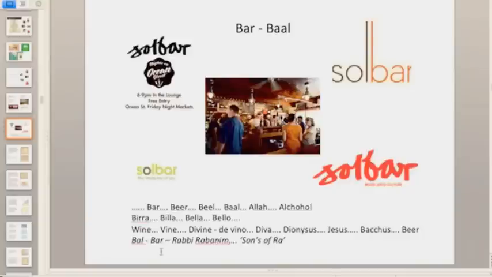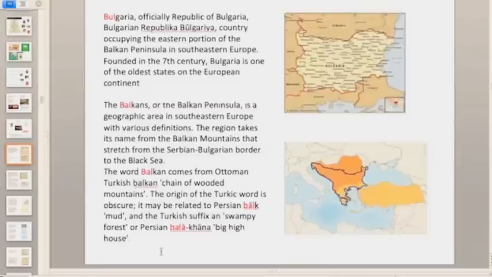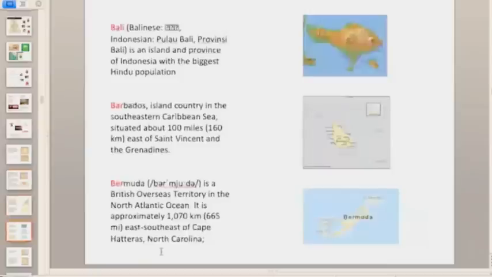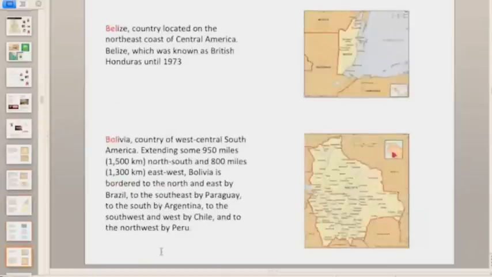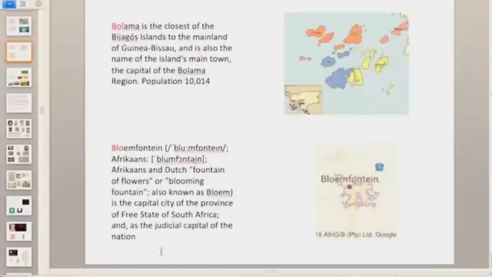Look at all the countries with Bel in them. Belarus, Belgium, Bulgaria, the Balkans, the Baltic states, the Balearic Islands, Bali, Barbados, Bermuda, Belize, Bolivia, Belfast, Belgrade, Palama, Bloemfontein.